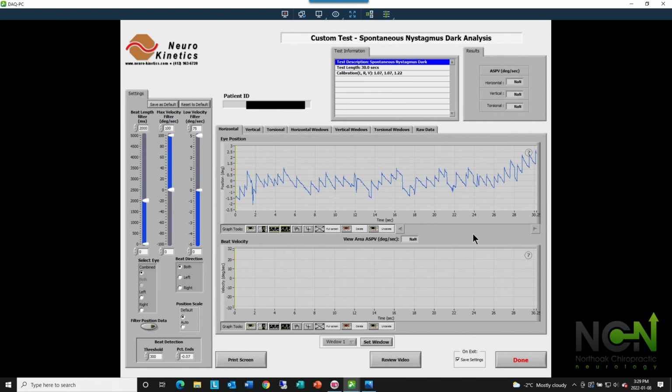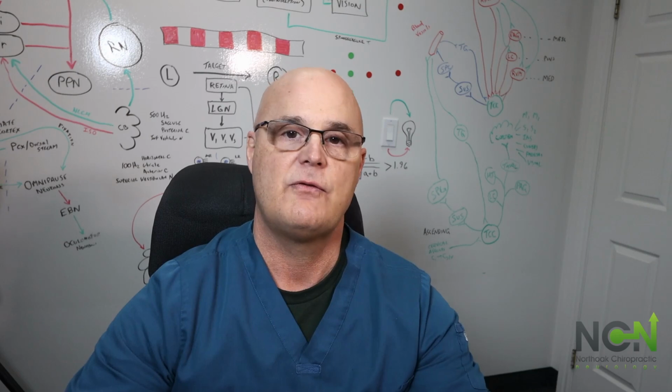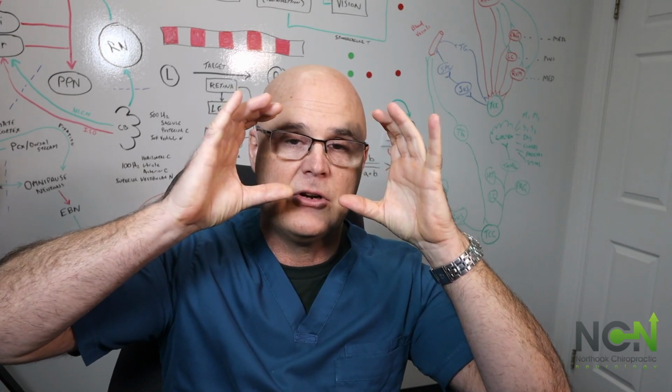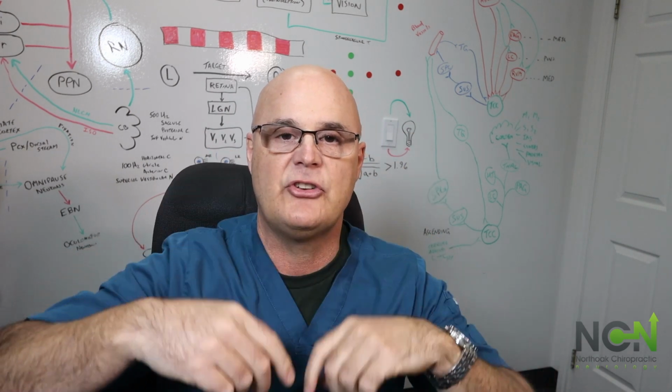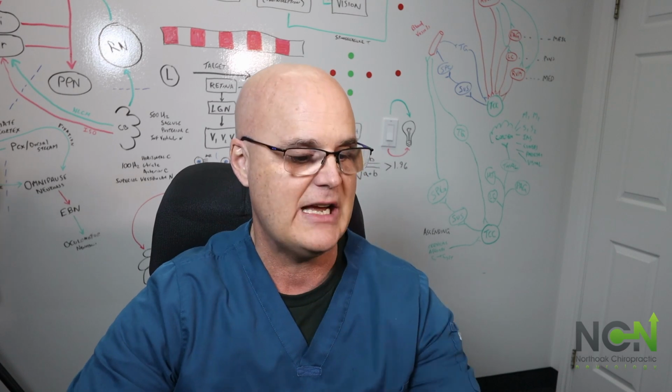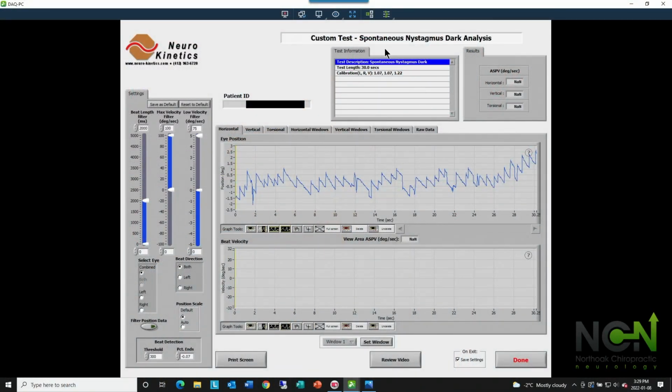So this is the graph that comes up from his first test, which is called spontaneous nystagmus in the dark. For this test, we have goggles on him, connected to a computer, with cameras in them recording his eye movements. The goggles are blacked out, so he can't see anything. He's basically sitting in the dark, and the cameras over the eyes are recording.